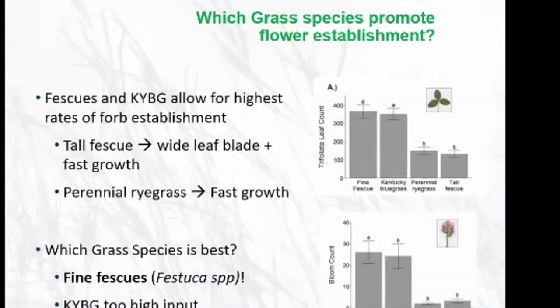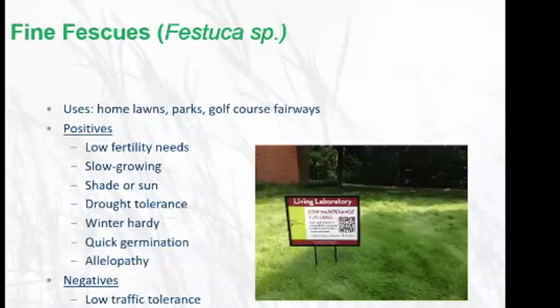A lot of this we believe is due to germination time. Fine fescues and Kentucky bluegrass don't just have slow vertical growth, they're slow to germinate. So if a perennial ryegrass is starting to germinate in about 5 days and a Kentucky bluegrass is starting to germinate in about 21 days, it gives a lot more room for those flowers to start growing. Ultimately, when it comes to choosing between the fine fescue and the Kentucky blue, we recommend that folks use fine fescues because they are very, very low input or low maintenance.